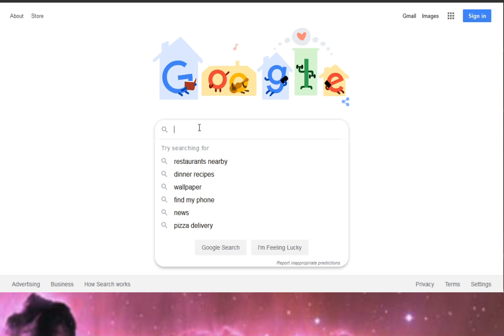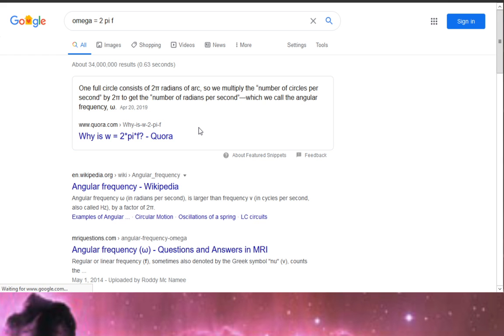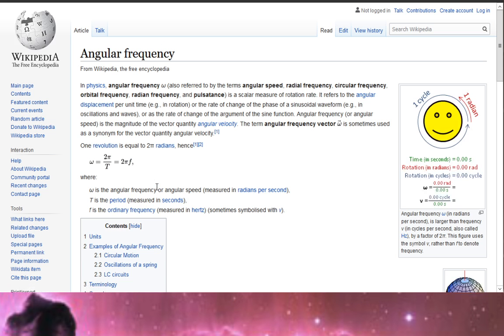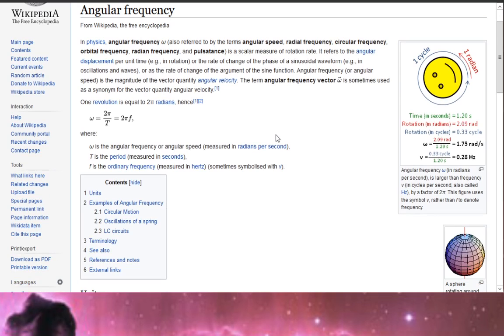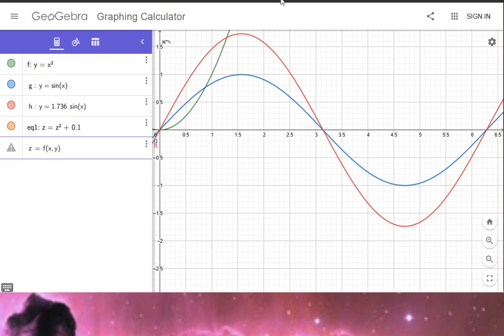So if I were to go over to Google here and type omega equals 2 pi f, it's angular frequency. All right. This is omega. This is 2 pi f. Now, if the frequency is equal to 1, like in the graph that we have here, it says that the frequency is equal to 1.